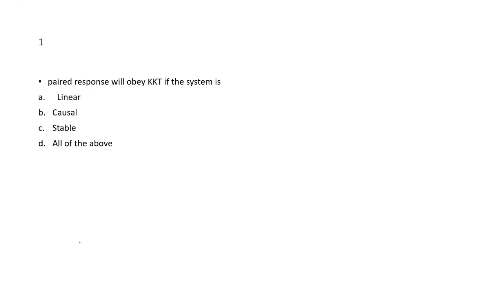Yeah. So, who can tell me? The impulse response of the system will obey KKT if the system is? D. Yeah. So I hope no one has any doubt. We already said it is just a sufficient condition, not a necessary condition. That means if my system is linear, causal, and stable, it will obviously obey KKT. But if it is obeying KKT, it doesn't mean the same. So here the answer is all of the above.